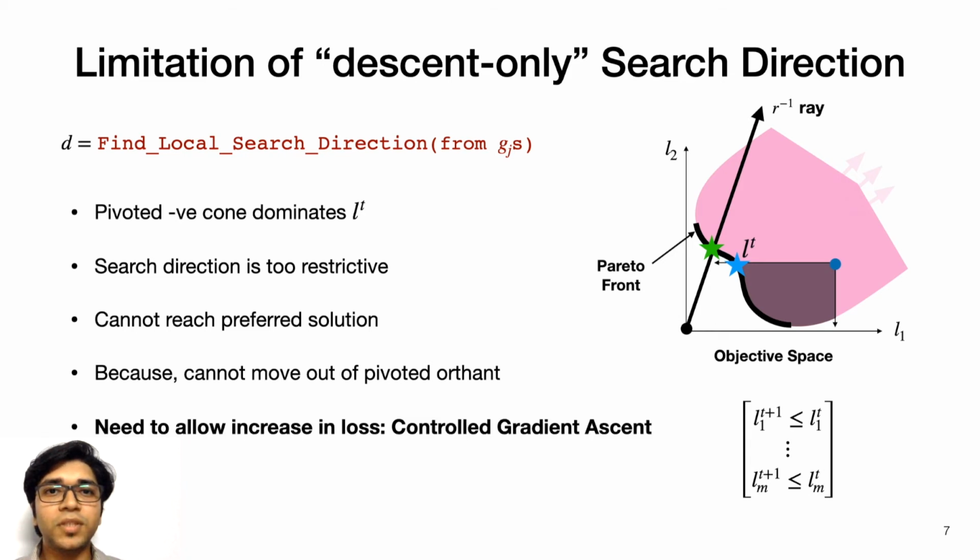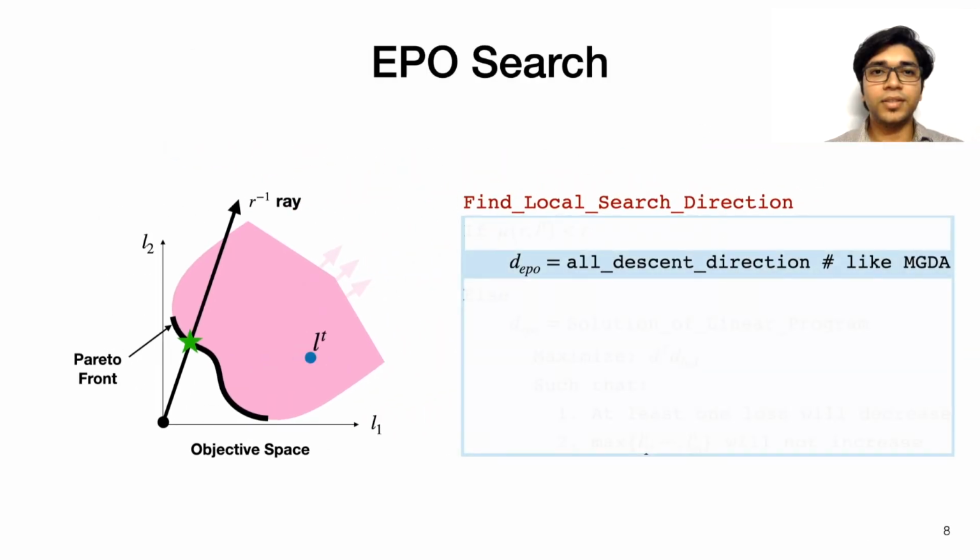So it is clear from this illustration that we have to allow a few loss values to increase, so that our algorithm can reach the preferred solution, irrespective of any random initialization. In our algorithm, we find a local search direction that does controlled gradient ascent to increase some of the loss values. Finally, let's see how the local search direction is found in our algorithm. We still use a descent direction like in MGDA solver, but when it's useful.